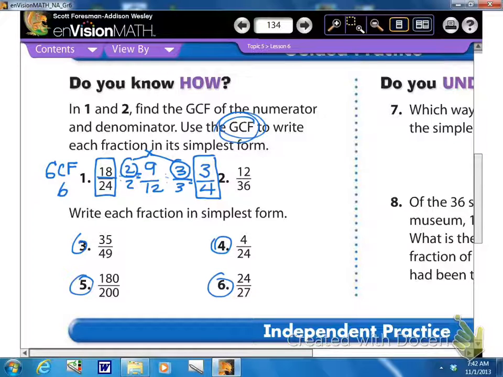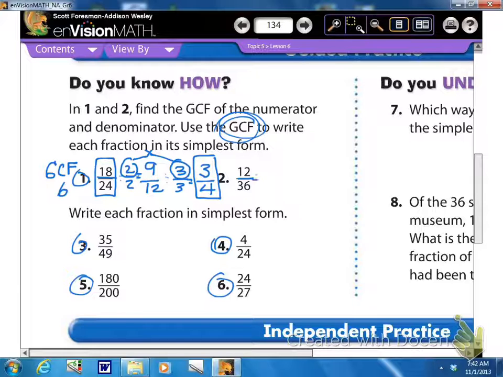Let's look at number 2. All right, hopefully you've already done that. I'm going to look at 12 over 36. Now, you may want to divide this by 2. You may want to divide this by 3. I'm going to divide it by 12 because I know 12 can go into 36, because I know my 12s: 12, 24, 36, 48, and so on.